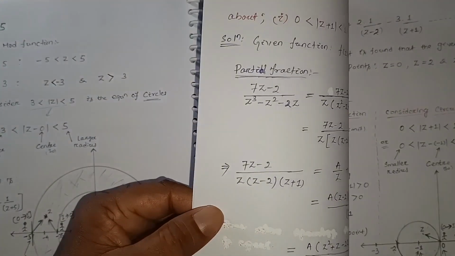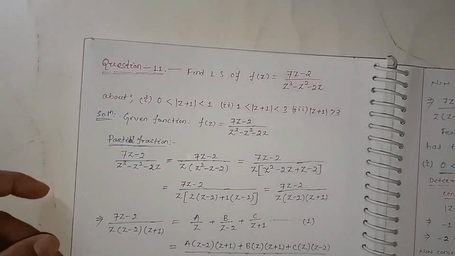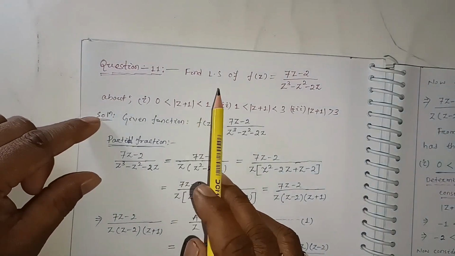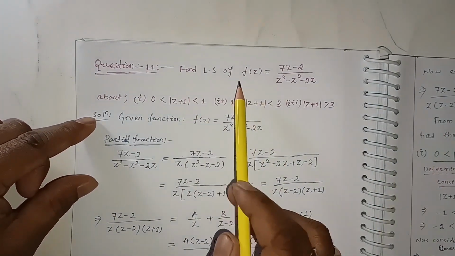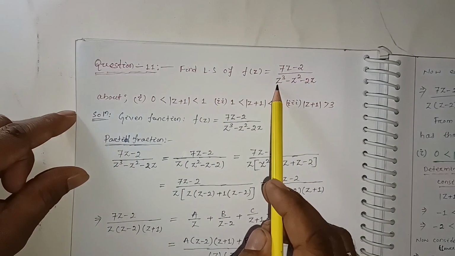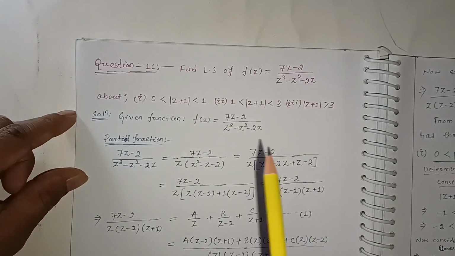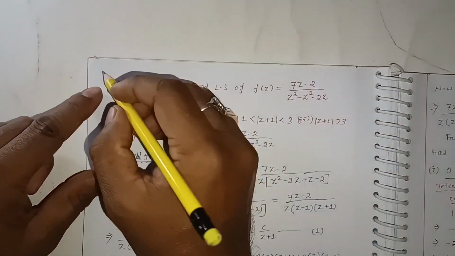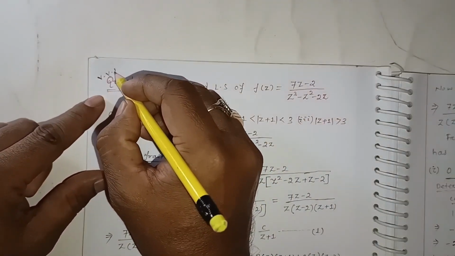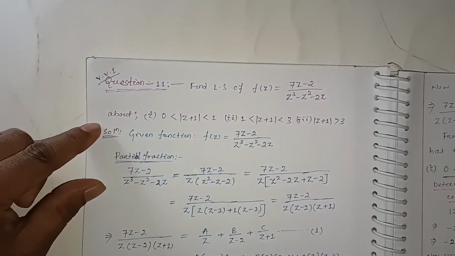In our next class, we are going to discuss another important question: find the Laurent series of f(z) equals (7z minus 2) by (z cubed minus z squared minus 2z) in these three regions. We will discuss it in detail in the next class. This is also one of the important questions for your exam.